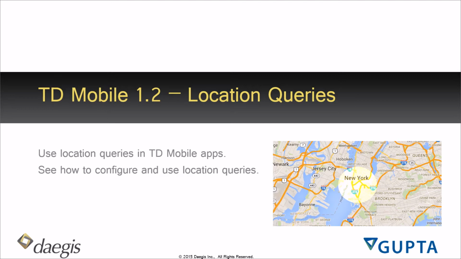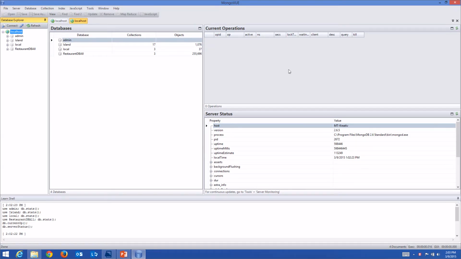And then you would like to display the results of this query in a map, so you can see what restaurants are available, and you can tap on a map marker in that map to see where each restaurant is and what the name is, and you can start navigation from there, for example. To provide location-based queries, TD Mobile is using the popular NoSQL database MongoDB.